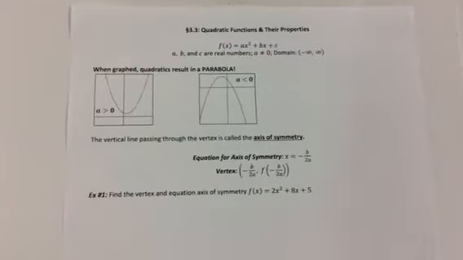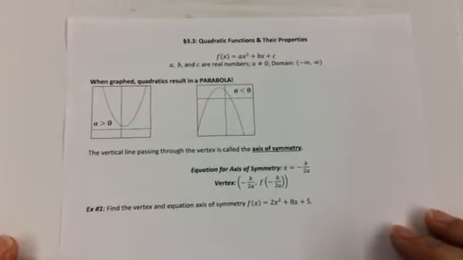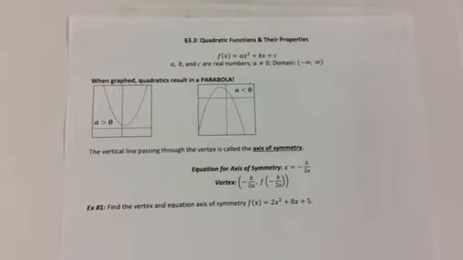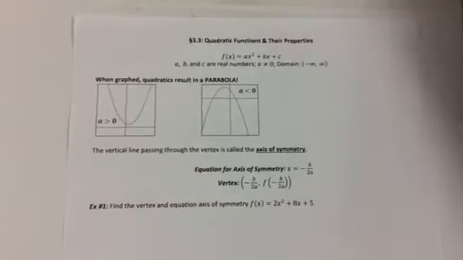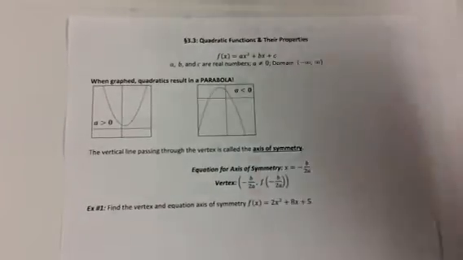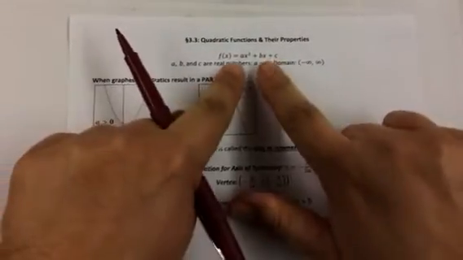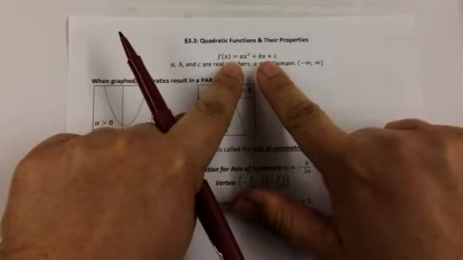All right, let's do some notes. 3.3. So we're going out of order. I probably already told you this in class, but we're going out of order because I knew I wasn't going to be here today. So this is called standard form of a quadratic.